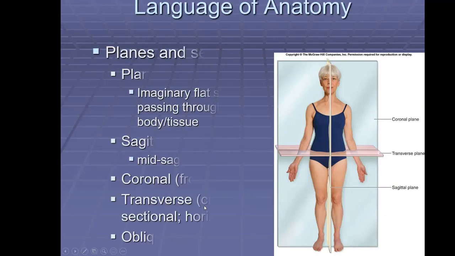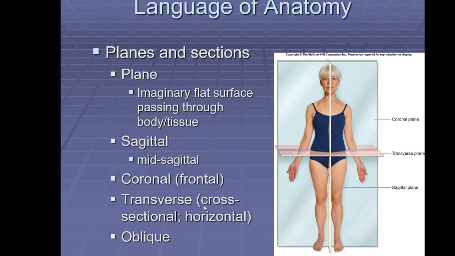A plane is a little bit different. There are different established planes in the body, and a plane is an imaginary flat surface that passes through either the entire body or just a part of the body. There are three major planes, and then I'm going to add a fourth. The sagittal plane divides the body into left and right. That would be this one going right down the middle.